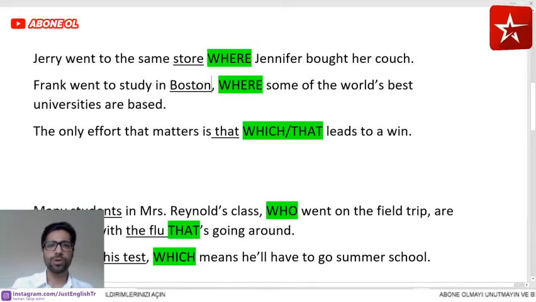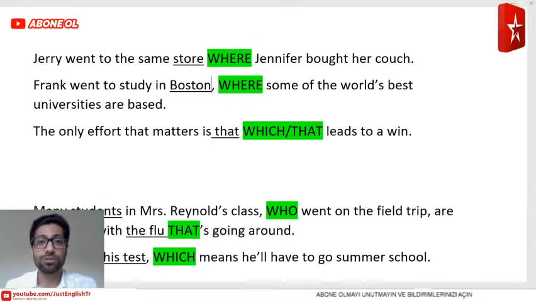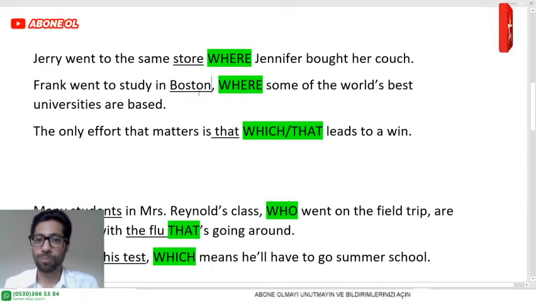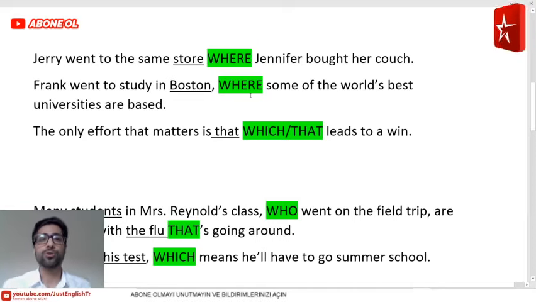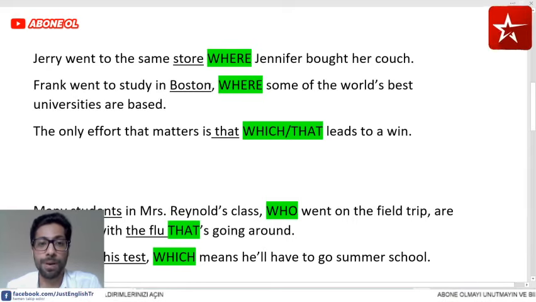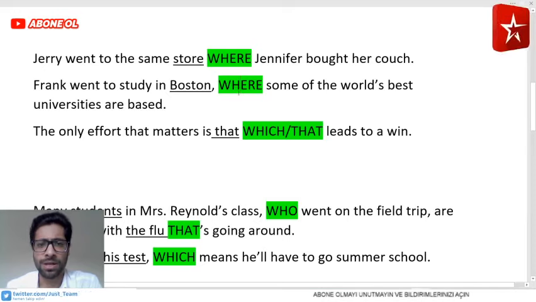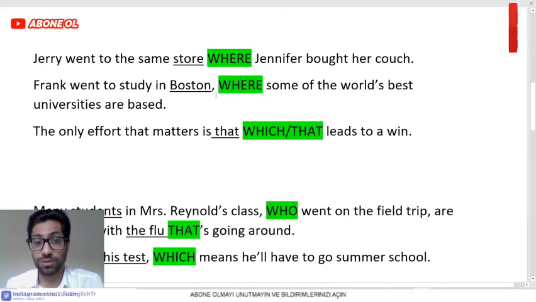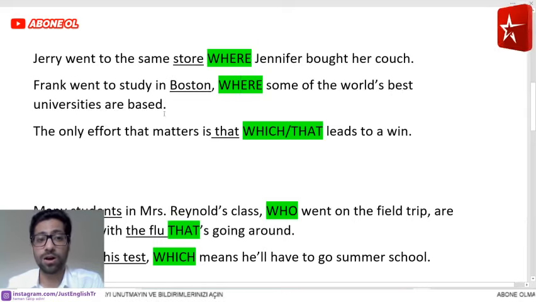It's a city where we are. It's not a geography lesson, you know. So you don't need to define Boston. But what you need here is to add extra information. Here you are modifying the first sentence. So remember, there is a noun. Always there is a noun before the adjective pronoun. So, where? Frank went to study in Boston, where some of the world's best universities are based.